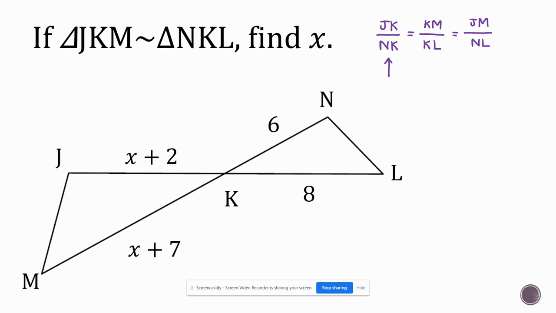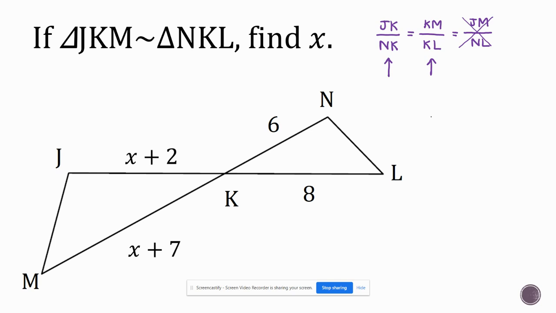If I look at the fact that x plus 7 is representing MK, we'll notice that MK, or KM, is in the second ratio. So I don't really care about this third ratio. I just need to have two ratios set equal to each other. So we have enough information. Let's plug in what we know.